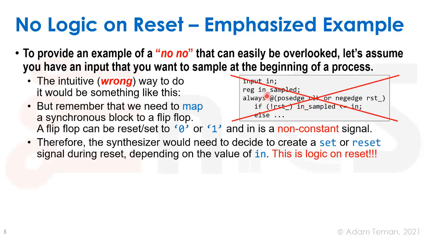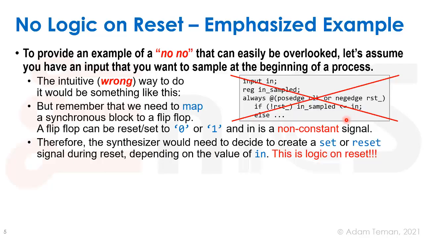However, that's really bad. Remember that this type of thing is going to have to map to a flip-flop from the standard cell library. And flip-flops from the standard cell library have set and reset values, which will initialize them to 0 or to 1. However, this in here is a non-constant value. So if we're resetting this register to a non-constant value, how is that going to be done? The synthesizer is going to have to decide to create a set or a reset signal during reset, depending on its value. This is logic on reset. It's going to need all kinds of muxes and so forth on the reset. So therefore, it is something that we do not do.